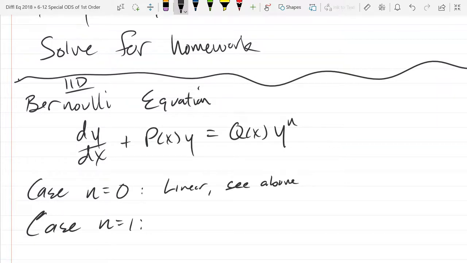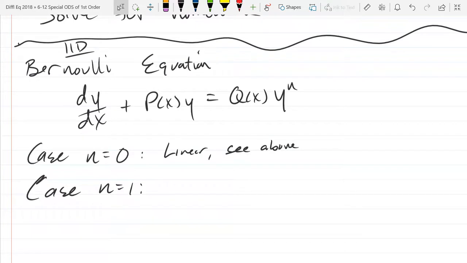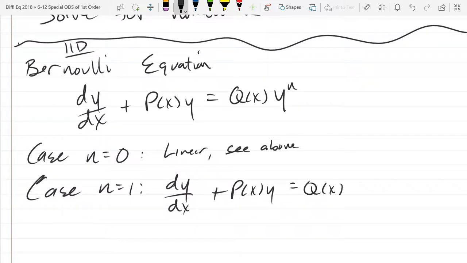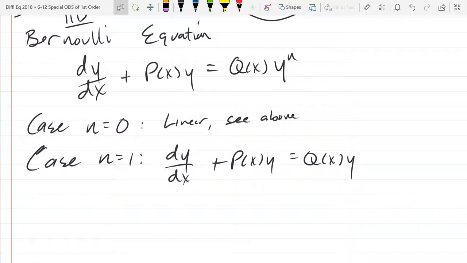Case n equals 1. All right, this will be easy to write out. dy/dx plus p(x)y equals q(x)y. All right, let's think of ways to solve this. We should be able to solve this pretty easily. What's some algebra I can do? Let's try to exploit the fact there's two y's here. So how do I get these y's out of here? Divide by y, or multiply by 1 over y.